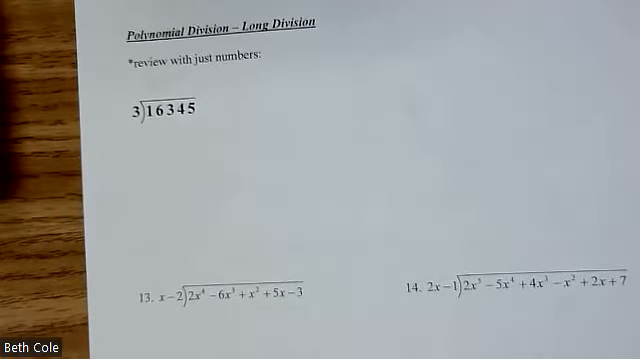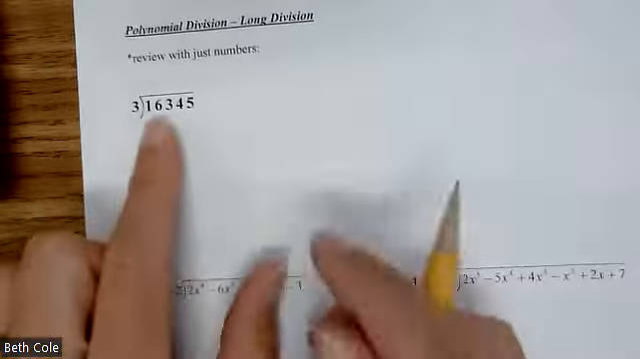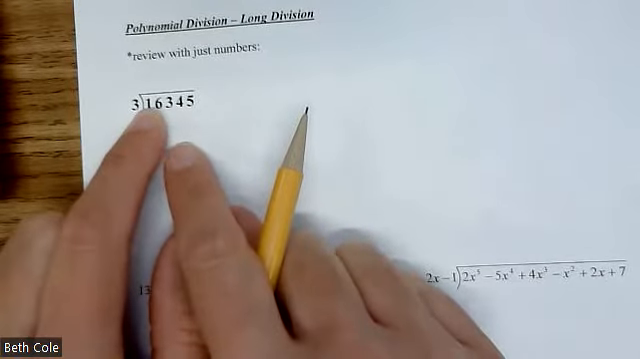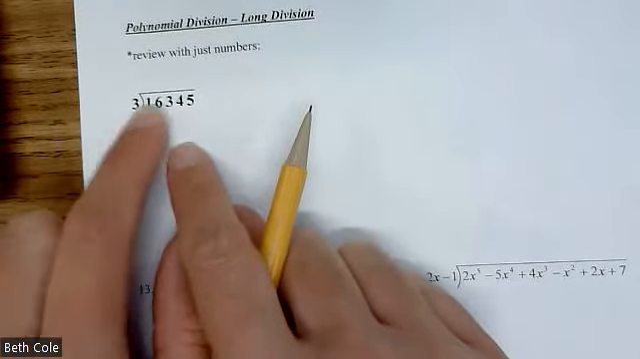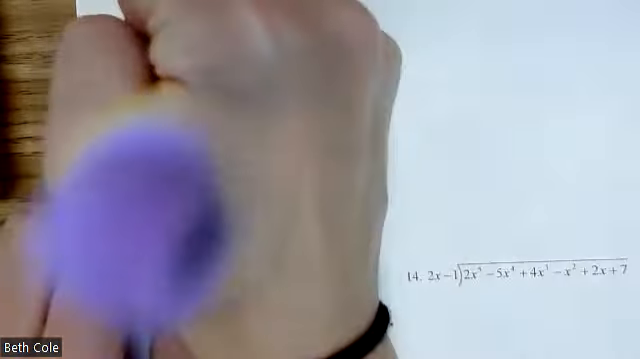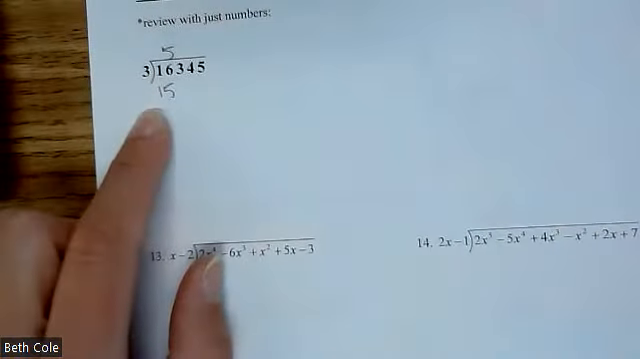So there are times when synthetic division will not work and you have to do a long division. So let me review division with just plain numbers, like back in whatever grade you did, like 6th grade. Let me just show you how to do one just with numbers, okay? 3 won't go into 1, right? 3 will go into 16 though. How many times? 5. So you put a 5 here and 3 times 5 is 15.